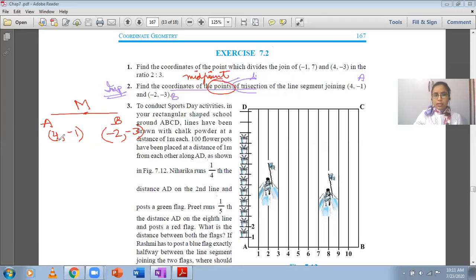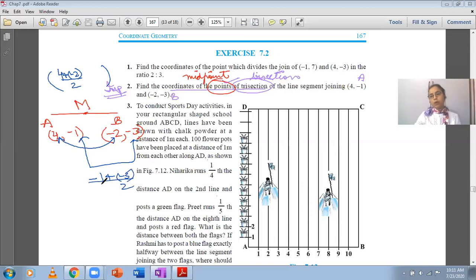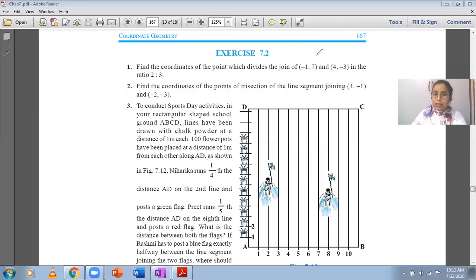The simplest way is add the abscissa, sum divided by 2. So 4 plus minus 2 divided by 2. And for ordinates, take the ordinates right there, sum divided by 2. So minus 1 plus minus 3 over 2. This is what you have to do if you had to find the midpoint, but here we don't have to find the midpoint, we have to find the points which trisect.